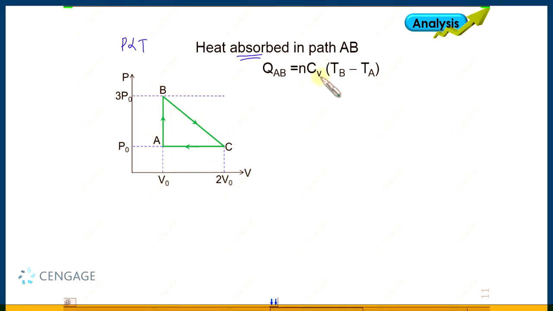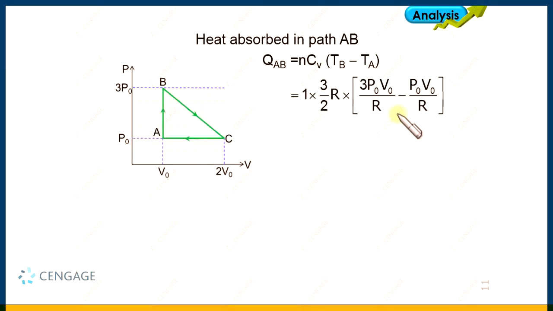Now, this is a monoatomic gas. That means Cv is equal to 3 by 2 R and n equal to 1, and this TB, that is the temperature at this position, is equal to 3 P naught V naught divided by R, and the temperature at this position is equal to P naught V naught divided by R. So, let us substitute the values here, and on solving we get the value of heat absorbed in this process equal to 3 P naught V naught, right.